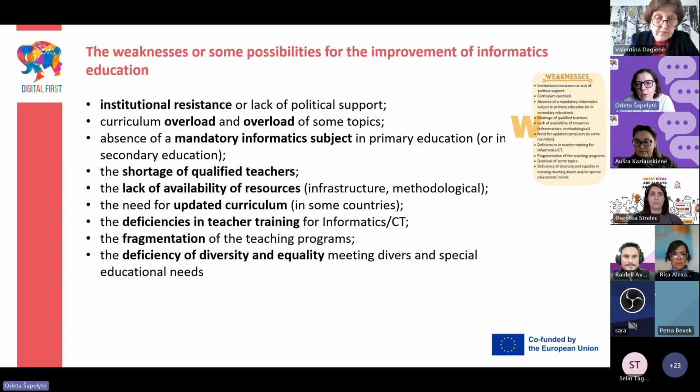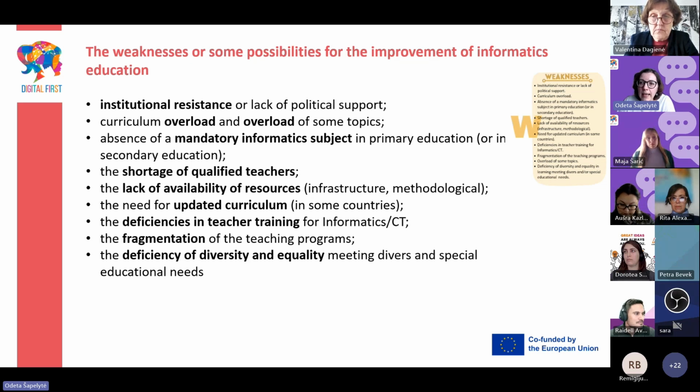During those focus groups, we talked about ways to improve informatics. We didn't directly discuss weaknesses, but we can still identify some weaknesses that reduce our satisfaction with informatics education. These are related to institutional resistance, or lack of political support or policy in some countries, curriculum overload and overload of some topics, and the absence of mandatory informatics subjects in primary education, or in some cases even in the secondary education system.